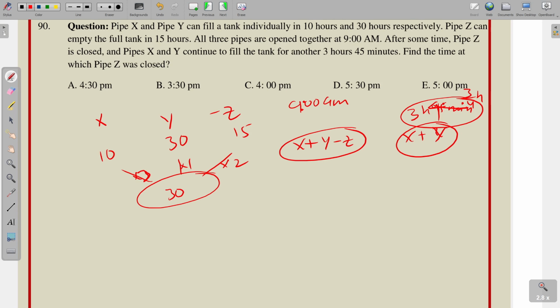So 3/4 hour means 15/4 hours. For x plus y, the total is 4, so how much work is completed? 15/4 into 4 means 15 work completed. So before, 15 work is remaining. This 15 is completed by x plus y minus z. So how much is it? The efficiency is 2, so 7.5 hours.